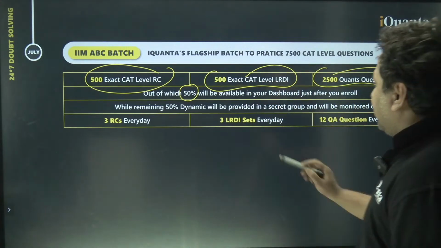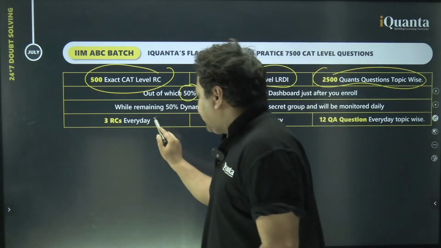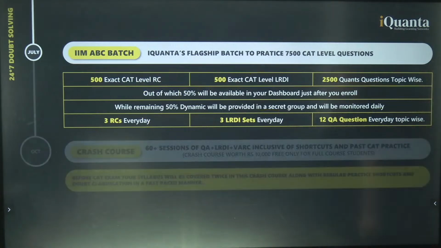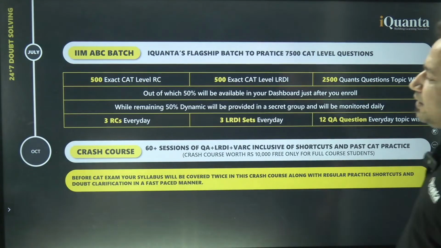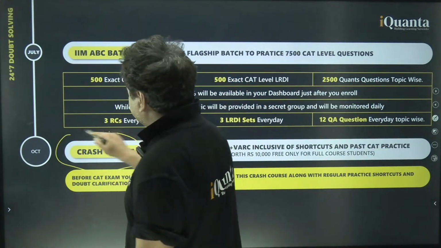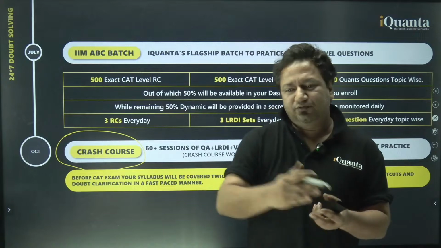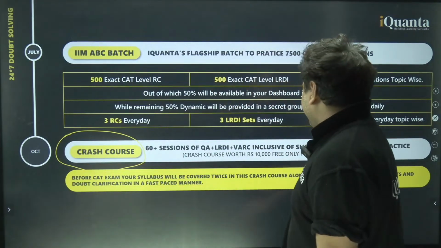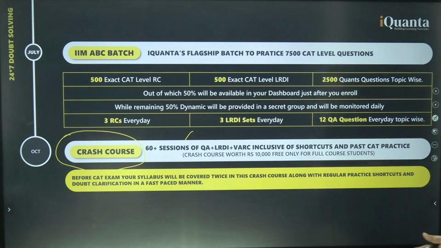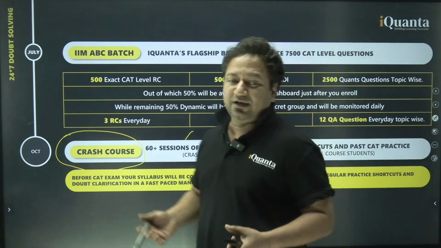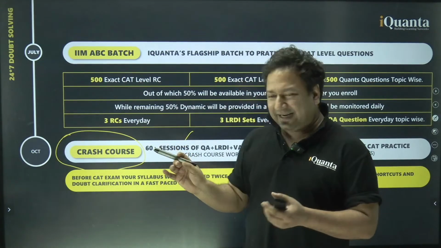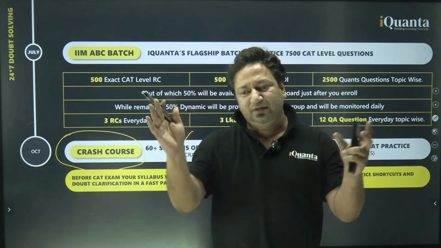Well, in the dynamic is 3 RCs every day, 3 LRDI sets every day, and 12 QA questions every day, topic wise. Okay. Now comes October. Once the syllabus is finished in September, in October there will be a crash course. So the crash course is a free course for the full-time students of iQuanta, in which there will be 60 plus sessions of QA, LRDI, VARC, in which we'll be doing questions basically, not much of concepts, because concepts have already been done in the previous classes, and it will be an addition of very few concepts and a lot of difficult questions.